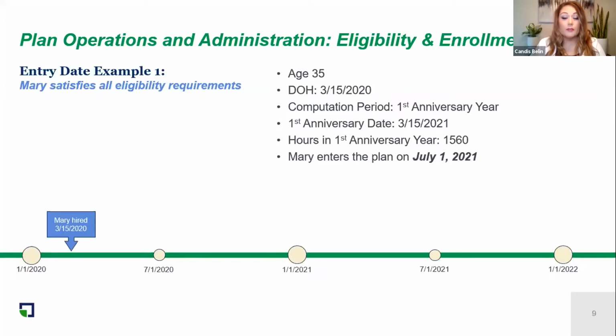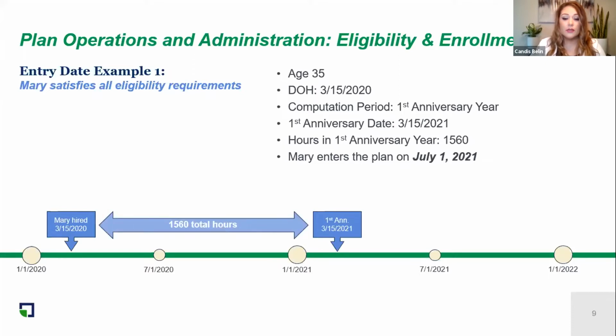She was hired on March 15th. Her first anniversary year is the first computation period we would look at, and we look at how many hours she received in that year. So in this example, Mary had 1,560 hours. So clearly she met the hours requirement. So then she would enter the plan on the very next entry date, which in this case is July 1.